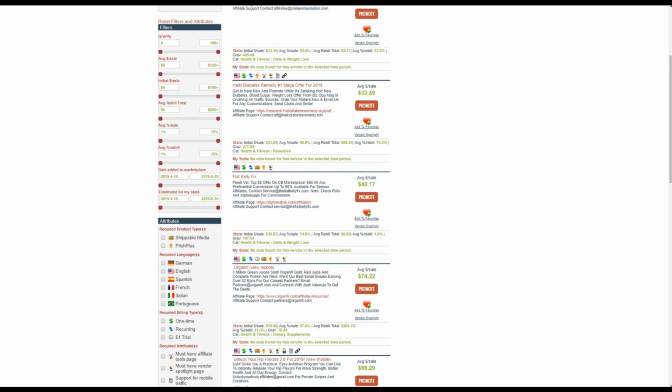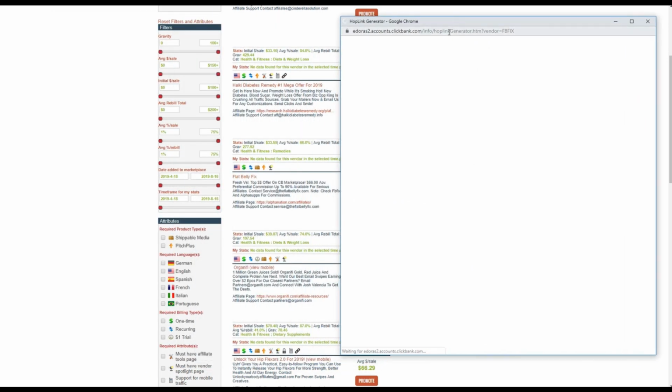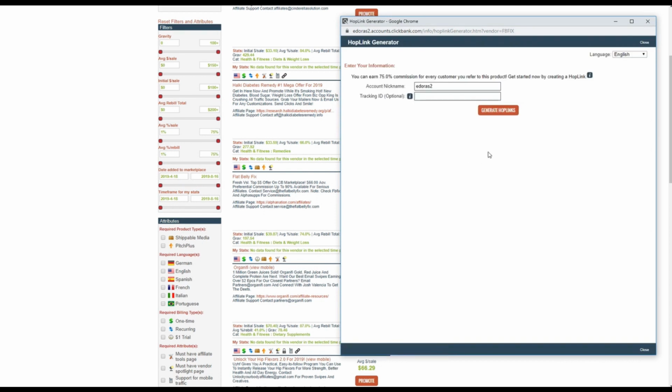So we click promote. That'll open up this pop-up window, and that will start generating some links for you. If you're going to say, promote on your blog and promote via email, and you want to be able to differentiate between how that performed, this is a really cool aspect of ClickBank here. You can actually add a tracking ID to this one.